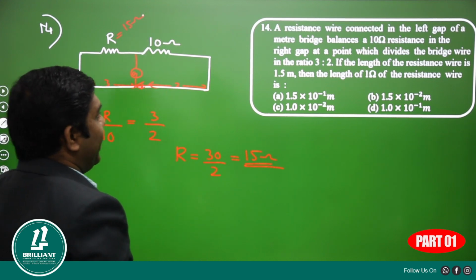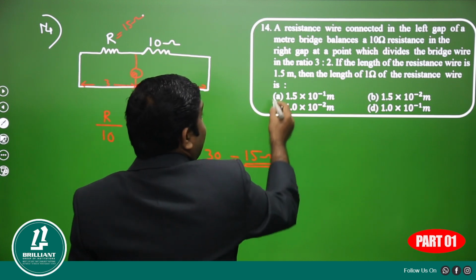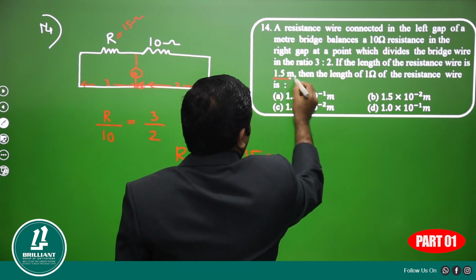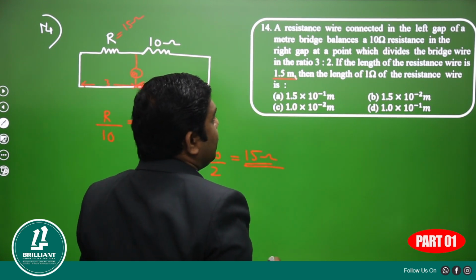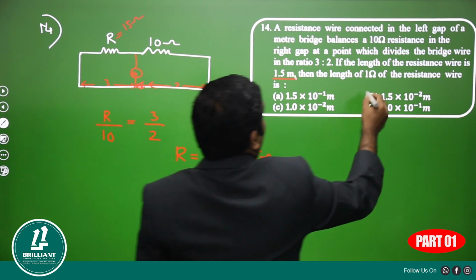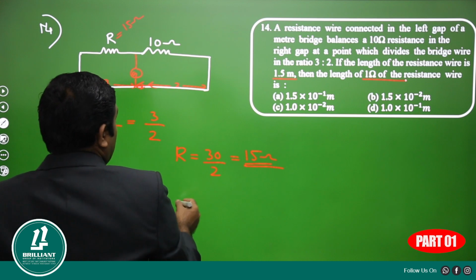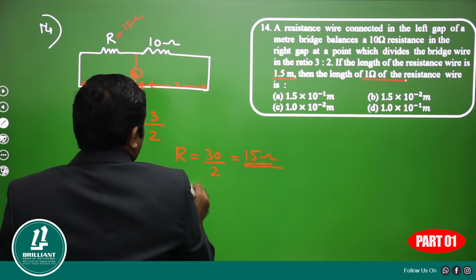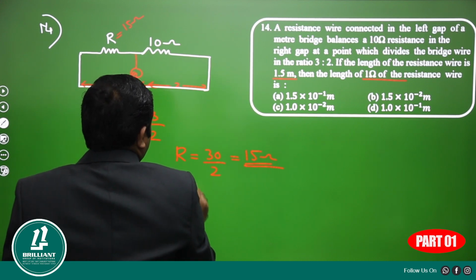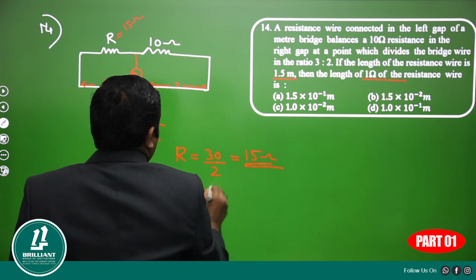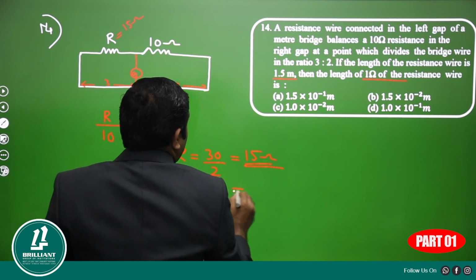And what is the point here? If the length of the wire is 1.5 meter, then what is the length of the 1 ohm resistance wire? Now look, what is the point here? If you consider 15 ohm, how much length does 15 ohm have?